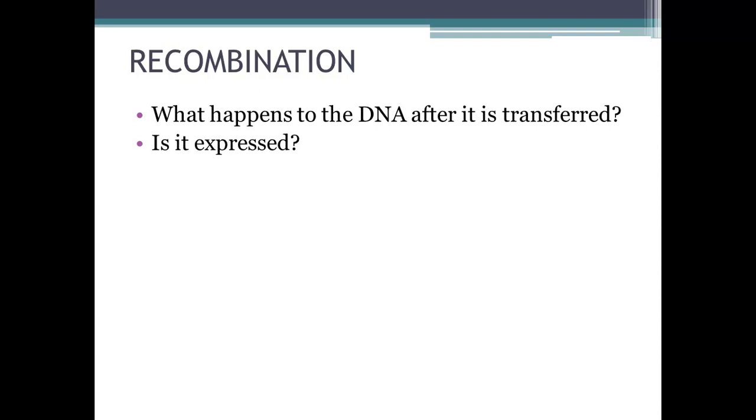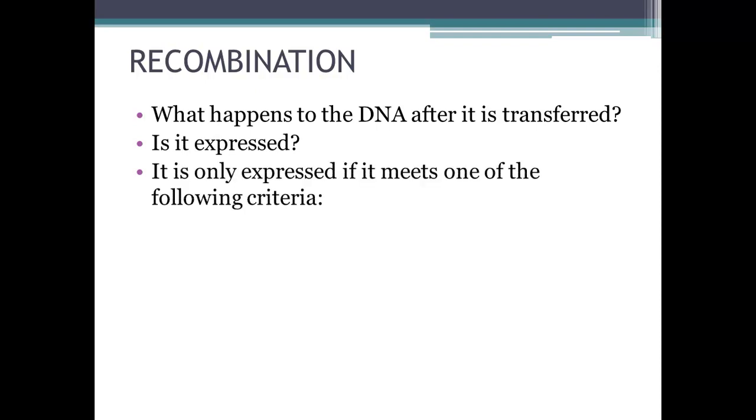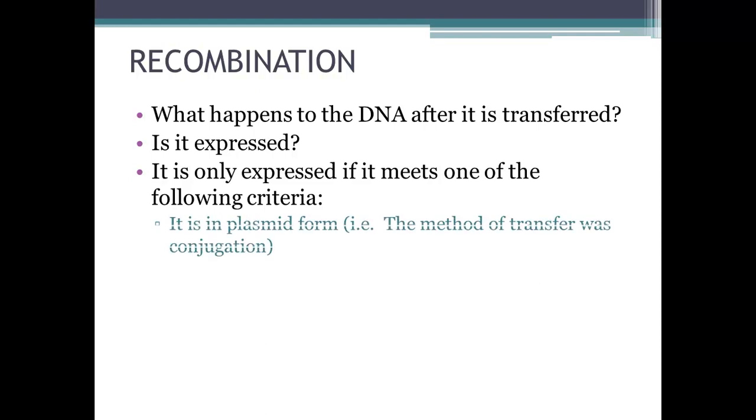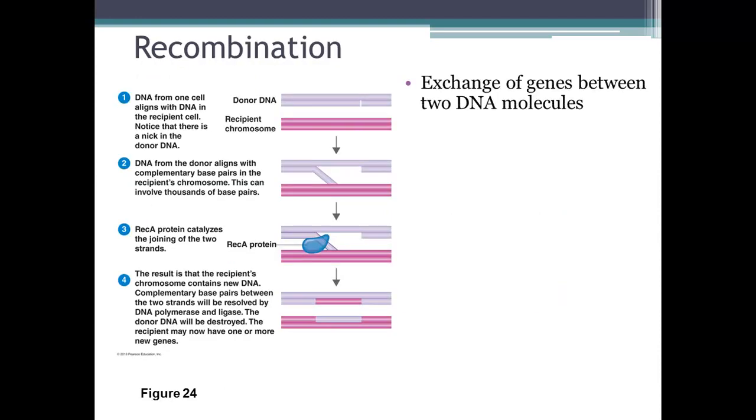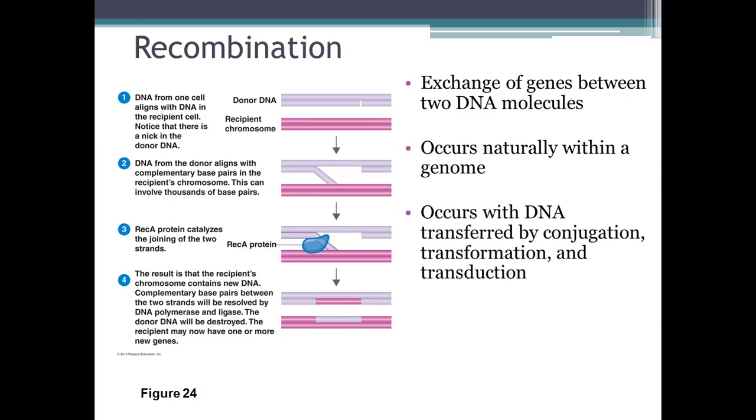Recombination. What happens to the DNA after it's transferred? Is it expressed? It is only expressed if it meets one of the following criteria. It is in a plasmid form, which is the method of transfer with conjugation, and it recombines with the recipient's chromosome through a process called recombination. Recombination is the exchange of genes between 2 DNA molecules. It results in the combination of genes on the chromosome. It occurs naturally within a genome and occurs with DNA transferred by conjugation, transformation, and transduction.